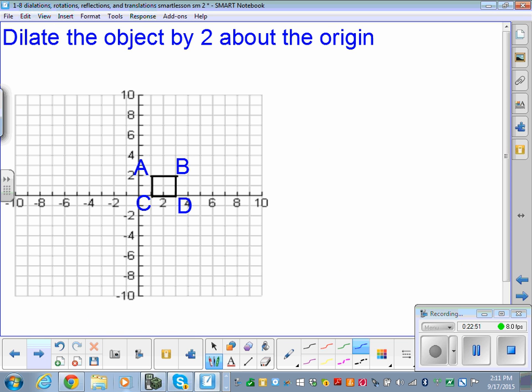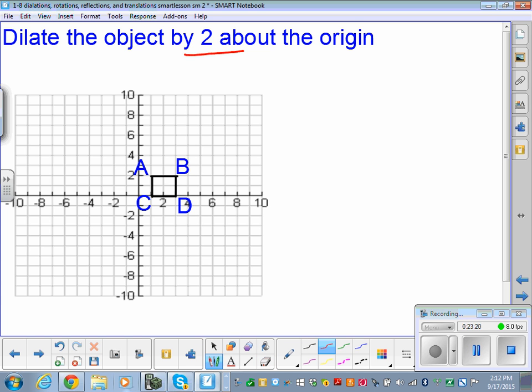Okay, so now do not make this error, guys. Let me just show you what students like to do. If we read this one, it says dilate the object by 2 about the origin. I have students say I'm going to blow them up by 2, so it's going to be twice as big. They think that you can do that, but you can't. That's not true. Because we're dilating it about the origin, not about itself, it's not going to just blow up. So you've got to do it the way I just told you.